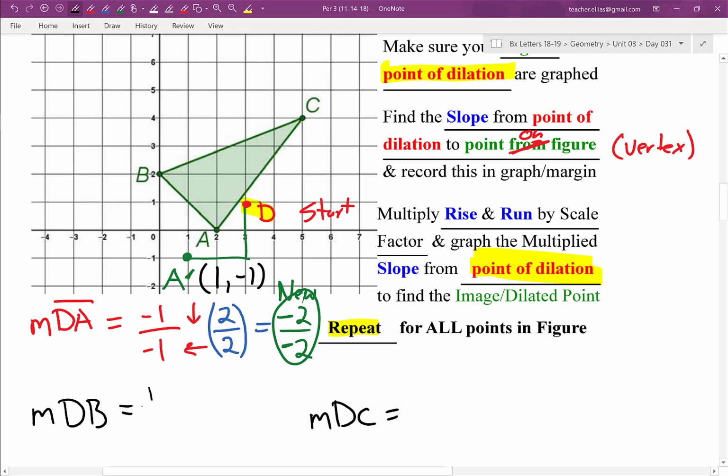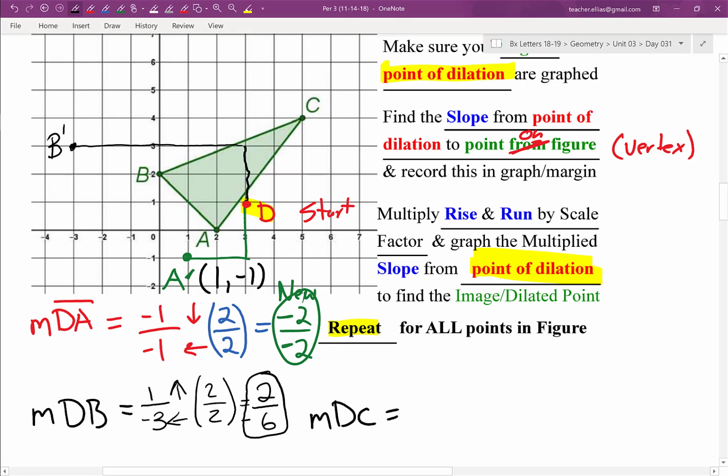So, Jacilia is recording the slope from the point of dilation to a vertex. You go up 1 and to the left 3, so it's positive 1 and negative 3. She's multiplying the rise by 2 and the run by 2, because that's our scale factor. 1 times 2 is 2, that's our new rise. And then negative 3 times 2, our scale factor, that's our new run. You're going to get negative 6.